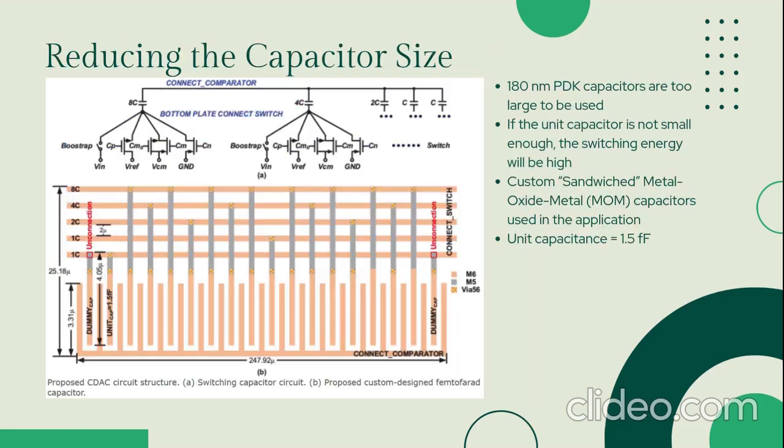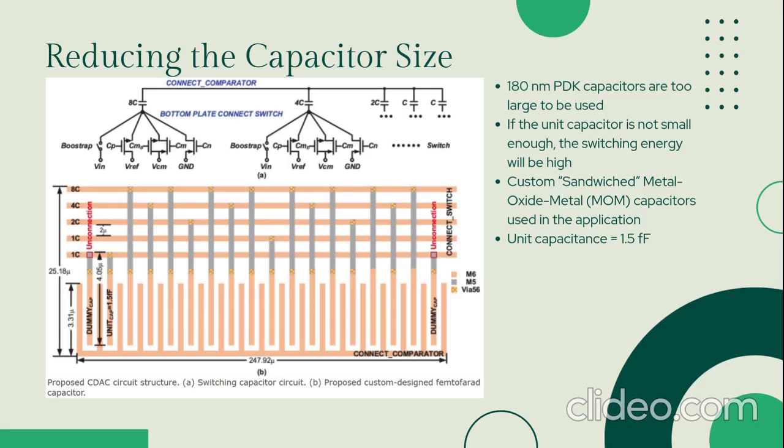Since the circuit is being implemented in 180 nanometer CMOS technology instead of much smaller technologies like 28 or 65 nanometers, it is difficult to get very small capacitors, which is required here. Even though we have eliminated the capacitors corresponding to the first two bits in the circuit, we still need a very small unit capacitor as the largest capacitor is still 128 times the unit capacitance. Otherwise, switching losses would be high.